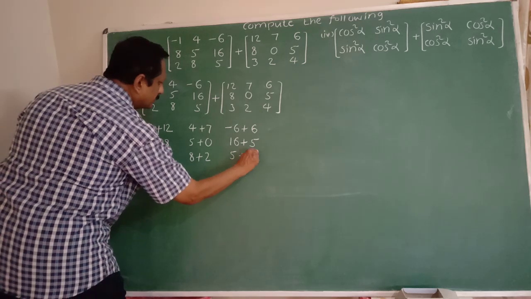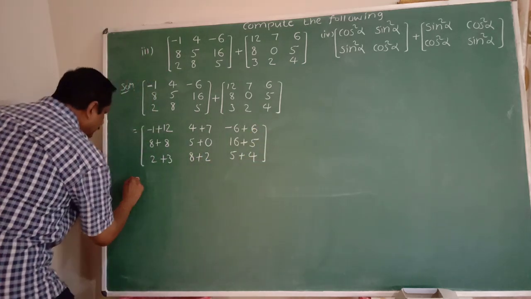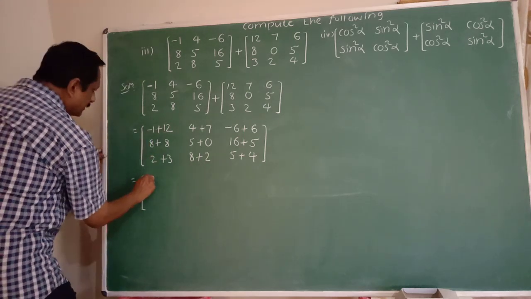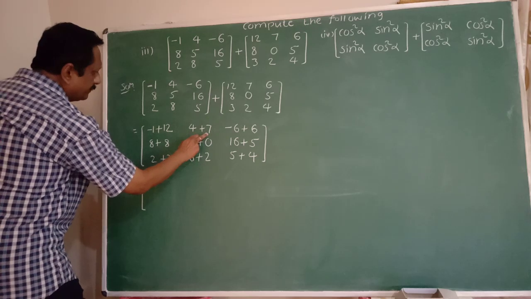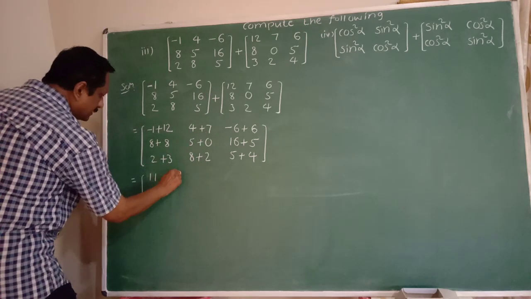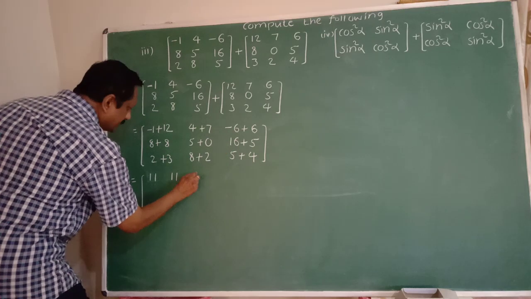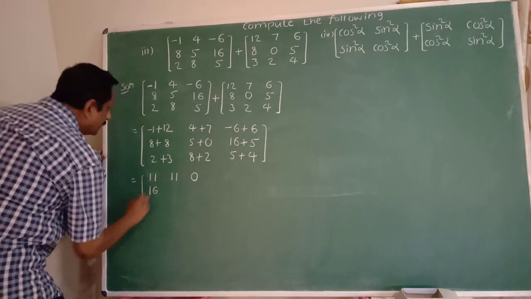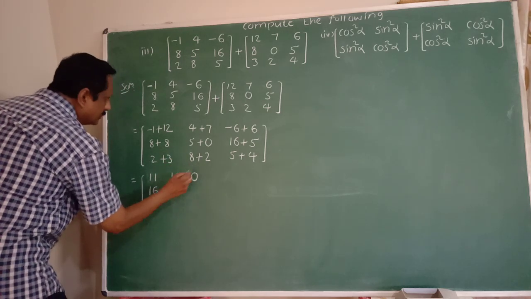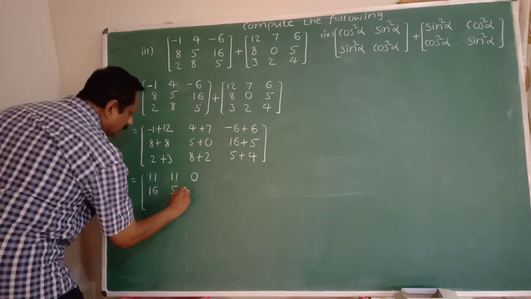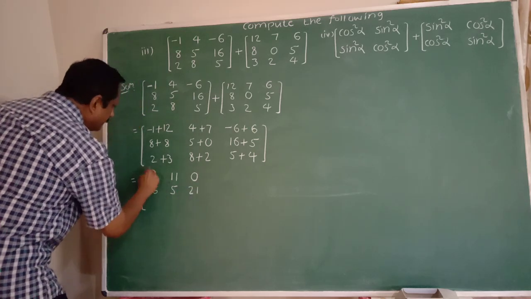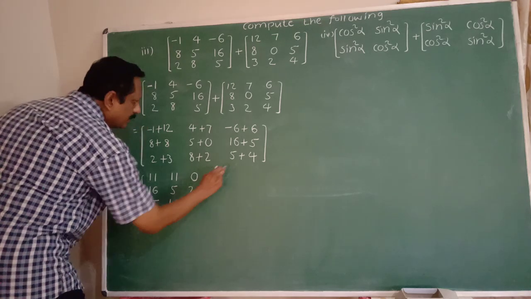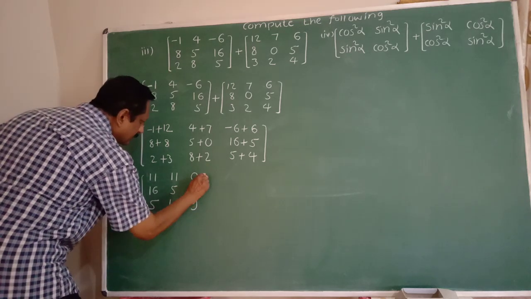So this is equal to 12 minus 1 becomes 11, 7 plus 4 is 11, 6 minus 6 becomes 0, 8 plus 8 is 16, 5 plus 0 is 5, 16 plus 5 is 21, 3 plus 2 becomes 5, 8 plus 2 becomes 10, 5 plus 4 becomes 9. This is the answer.